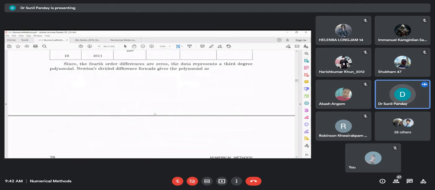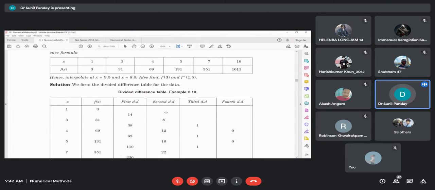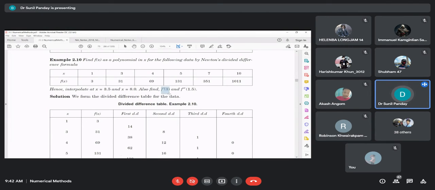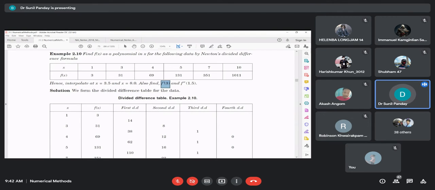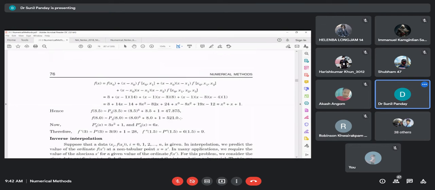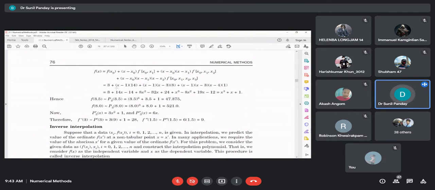So you try all these examples. Like some example like this, they have told you to find the derivative f dash 3. So once you have obtained the corresponding polynomial using your Newton divided difference formula, you differentiate that polynomial and put x equals to 3, you will get this. And if you differentiate 2 times, you will get this one. Like this is the interpolating polynomial, this one. So one time differentiation will give this one, and second time differentiation will give this one, and then you substitute 3 and 1.5, you will have this.